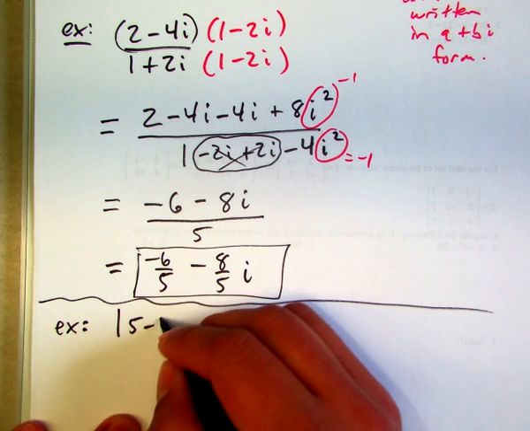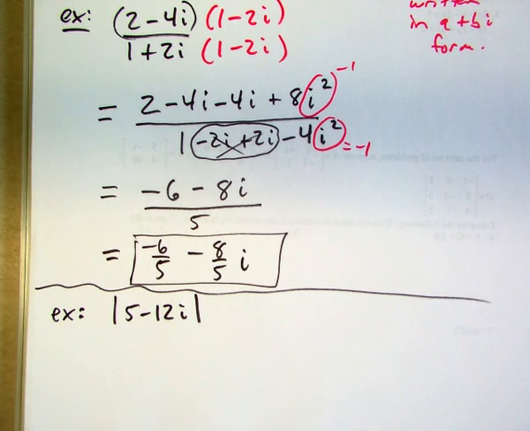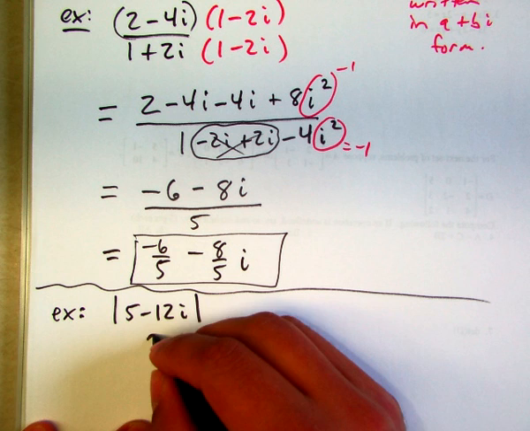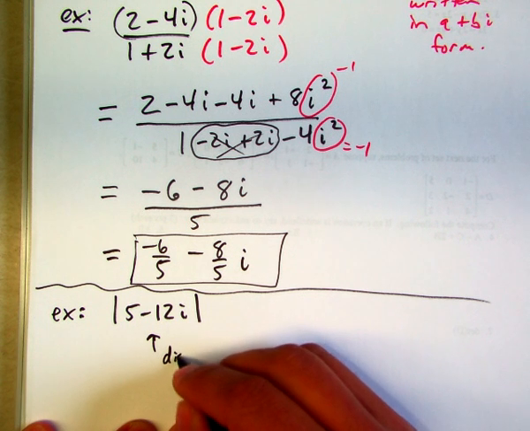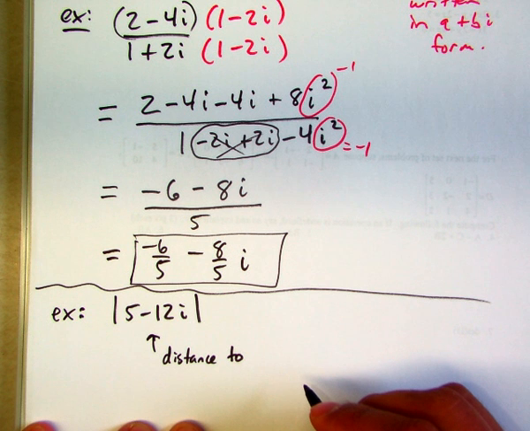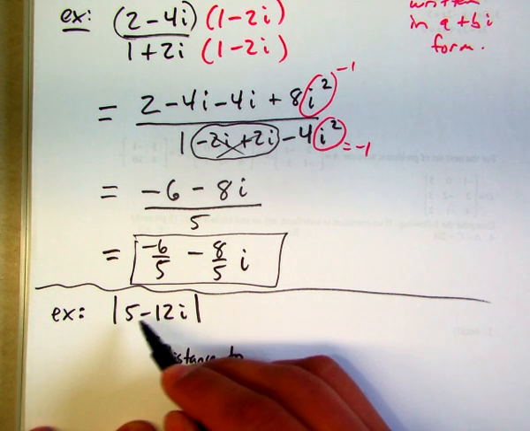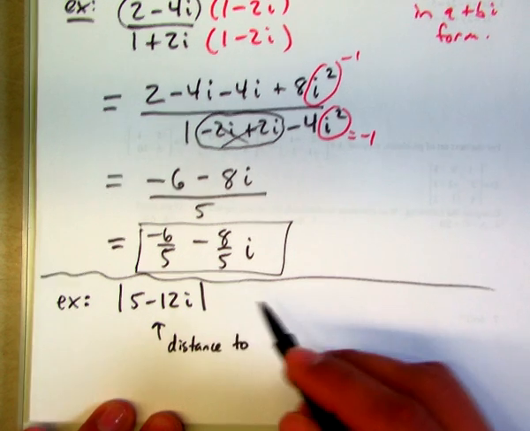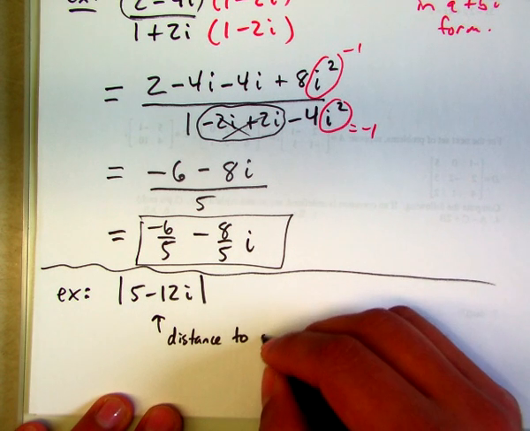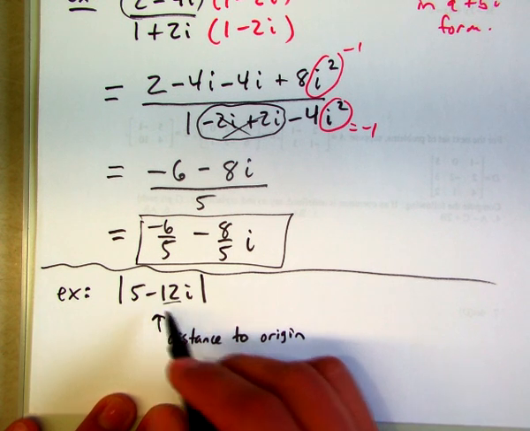If you ever see this, absolute value of 5 minus 12i, or really anything like this with complex numbers, the way to think about this is that it's the distance. What does absolute value mean? Distance to 0. The problem is here we have a real and an imaginary part, so instead of distance to 0, we say distance to the origin, because we think of this as an x and a y.